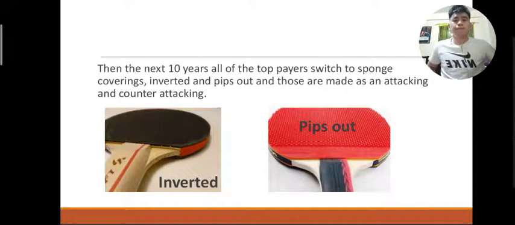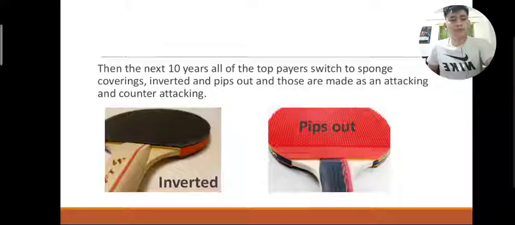So now, in the next 10 years, all of the top players switched their rackets to designs with sponge coverings, which are inverted and pips out. As you can see in the image, the flat end is inverted and the pips are out. There are spikes on the sponge.